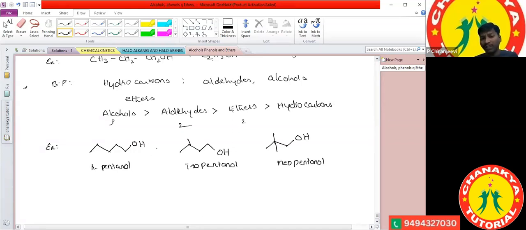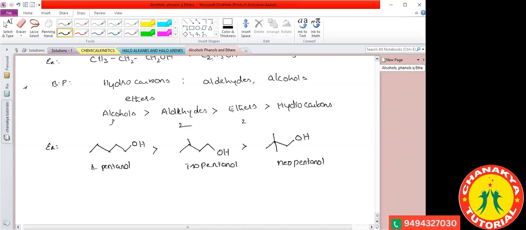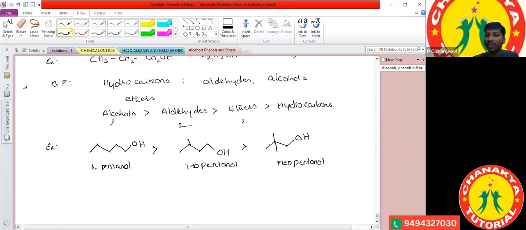How are you telling that the first one has the highest boiling point temperature? Because boiling points of alcohols increase with the increase in number of carbon atoms. Very good. If the carbon chain length increases, the boiling point temperature also increases, and surface area increases. Boiling point temperatures depend upon surface area. If the surface area increases, the boiling point temperature also increases.